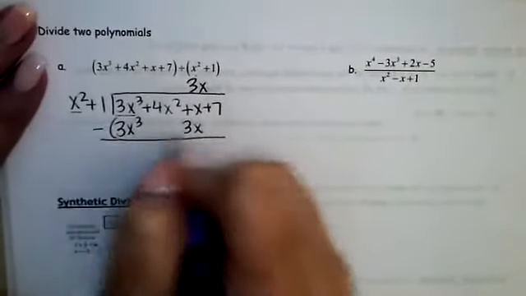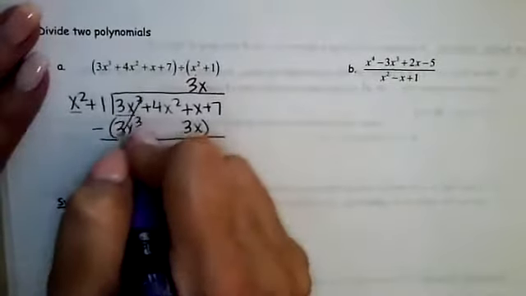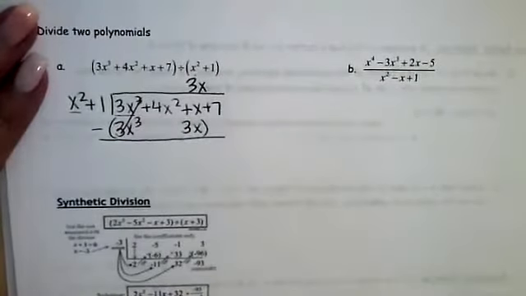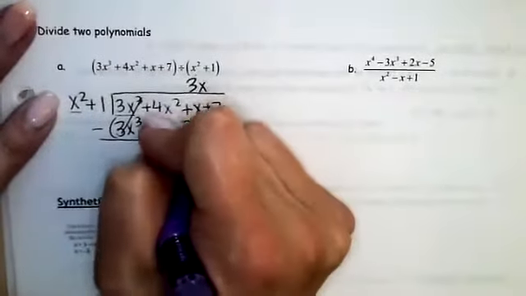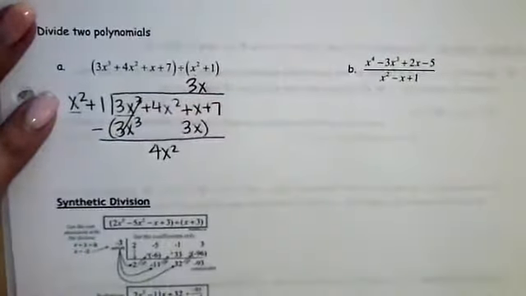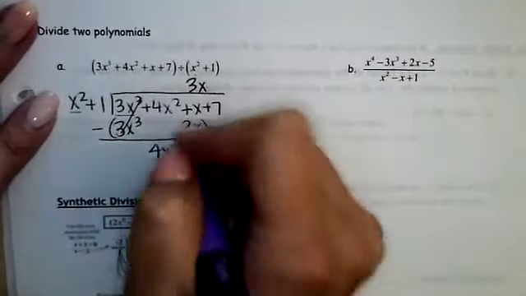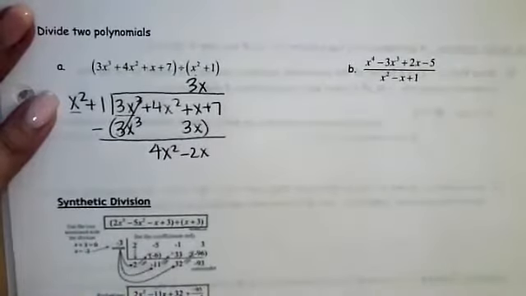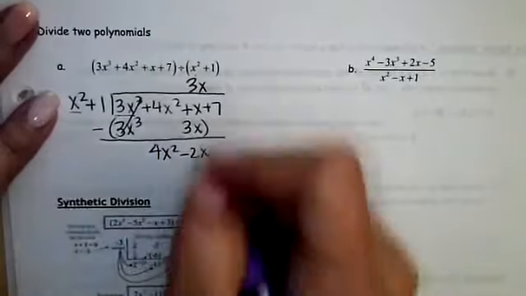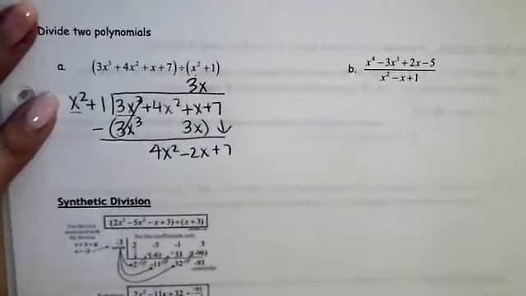Now we're going to subtract that second row. 3x cubed minus 3x cubed is 0. They cancel out. If you've done it correctly, that's always going to cancel out. Then 4x squared minus nothing is 4x squared, and x minus 3x is negative 2x. Notice that we're subtracting that entire second row, so I like to put parentheses there to make sure that I remember. Then I can bring the 7 down and I start the process all over again.